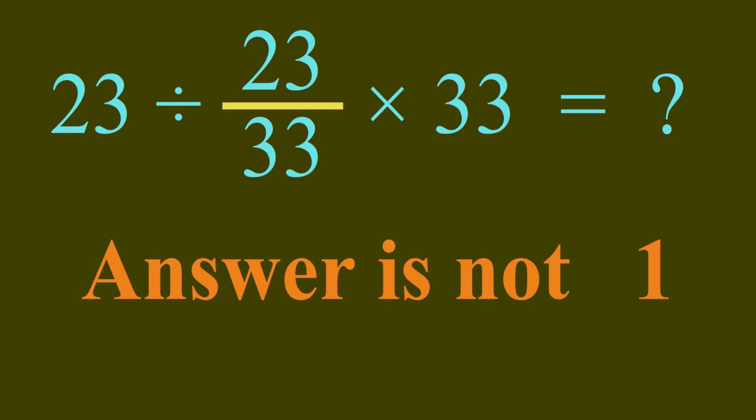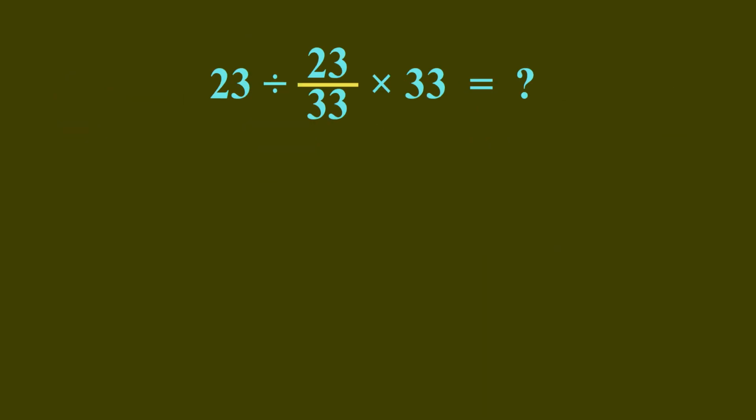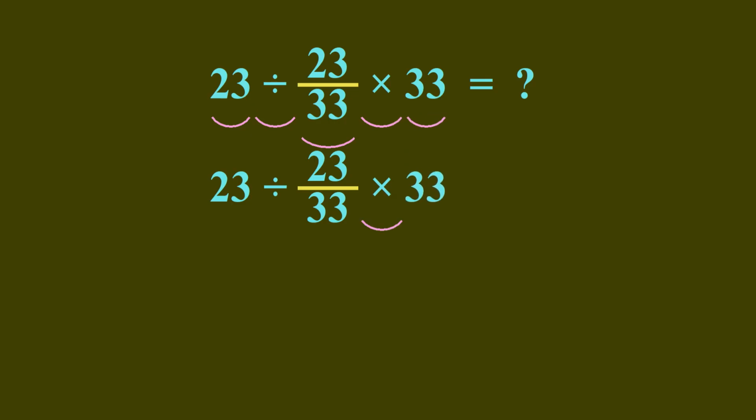What's this segment choose? Our goal is to determine the numerical value of this statement: 23 divided by 23 over 33, then times 33. First we do this multiplication, 23 over 33 times 33. We can easily cancel this 33 and this 33. So here we have this 23 only, and 23 divided by 23 equals 1.